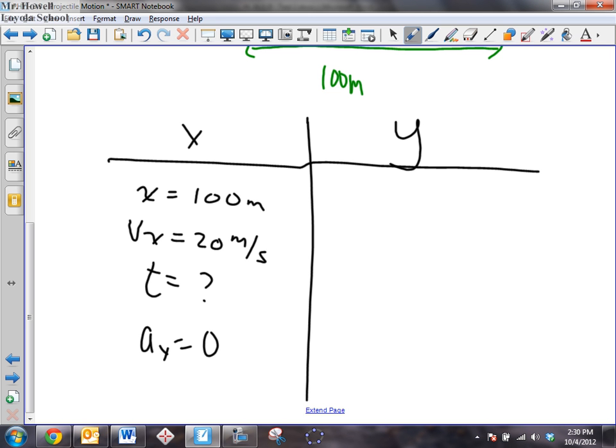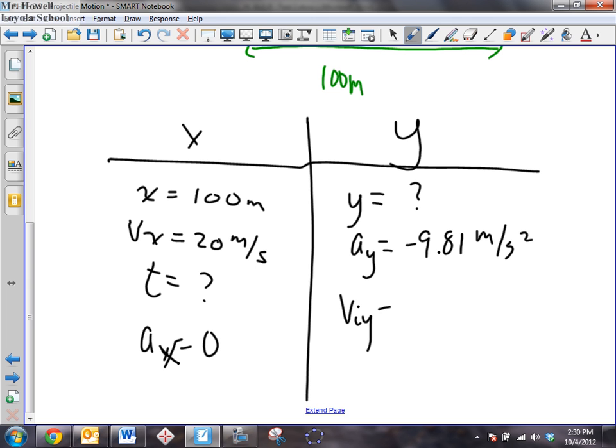In the y direction now, do I know the y, the height? No. Do I know the acceleration? Yes, -9.81 meters per second squared. Well done. What's the initial velocity in the y always for these problems? Zero. Good, because again, it's launched horizontally. Do I know the time? No. All right, so take a look. If I want to find the value of y, remember I want to find the height of the cliff. To get y, though, I need to get t.